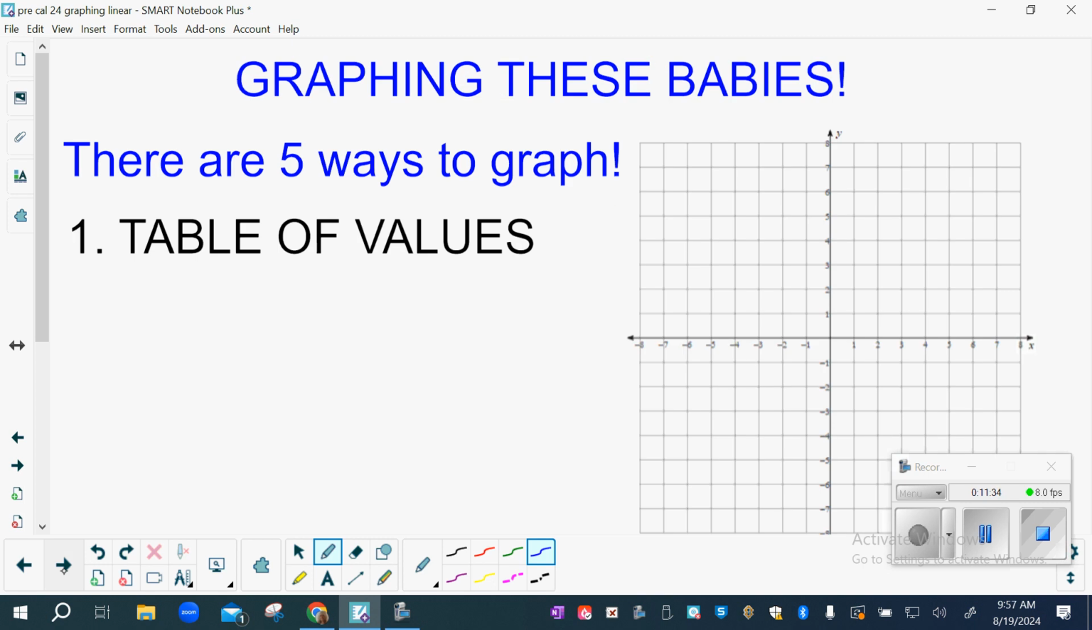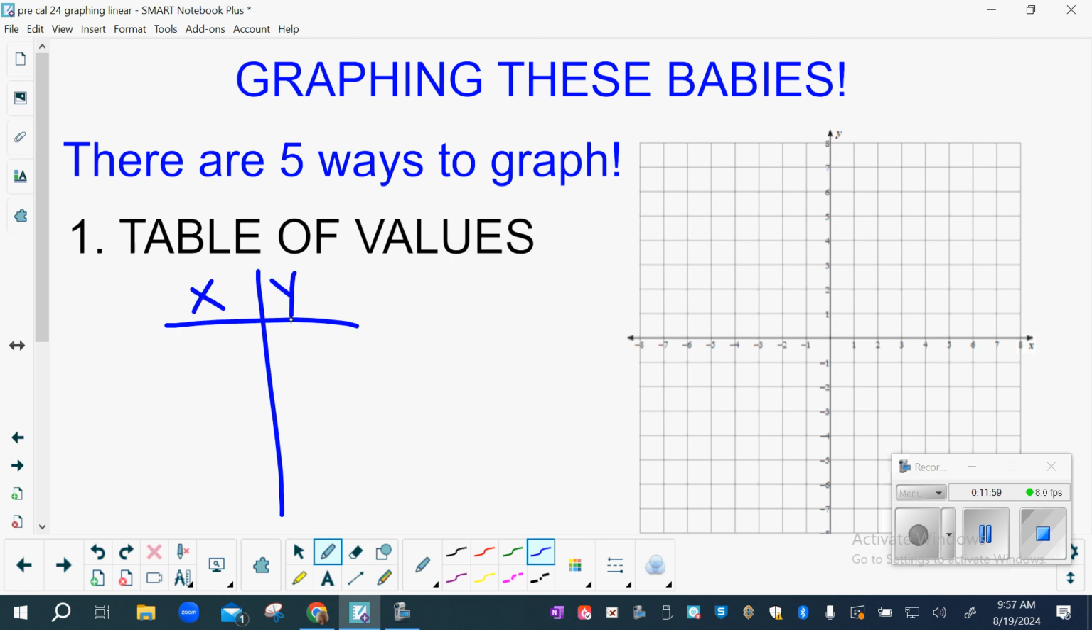Did you actually know there are 5 ways to graph almost any equation? And we're going to talk about those 5 ways. We really care about 2 of them today. One of them we're going to talk about tomorrow. But the first way is table of values. I'm going to be honest, it's my least favorite, and we're not going to do it that much in here because kids make mistakes.